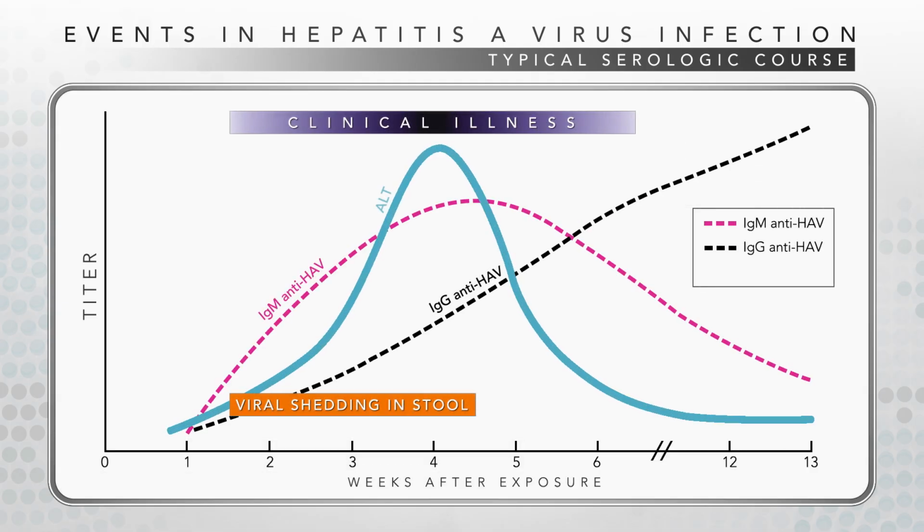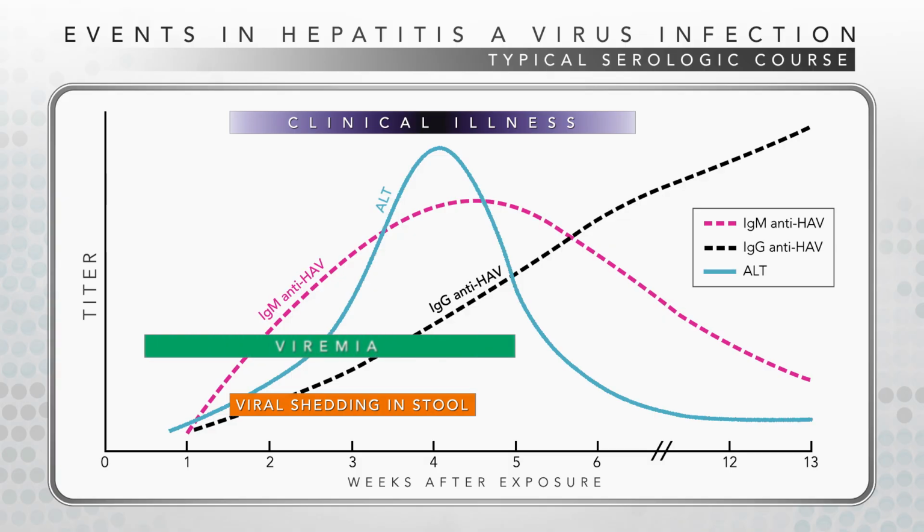ALT, shown in blue, stands for alanine aminotransferase, a liver enzyme that is elevated when the liver is inflamed. Viremia, shown by the green bar, occurs soon after infection and persists through the peak period of liver enzyme elevation. However, methods to detect viremia are generally limited to research laboratories and are not commonly used for diagnosing illness.